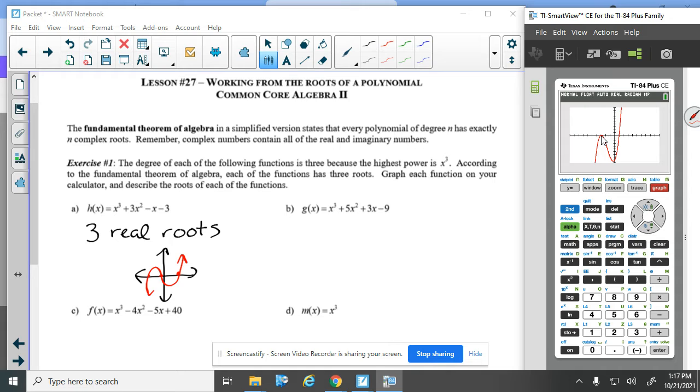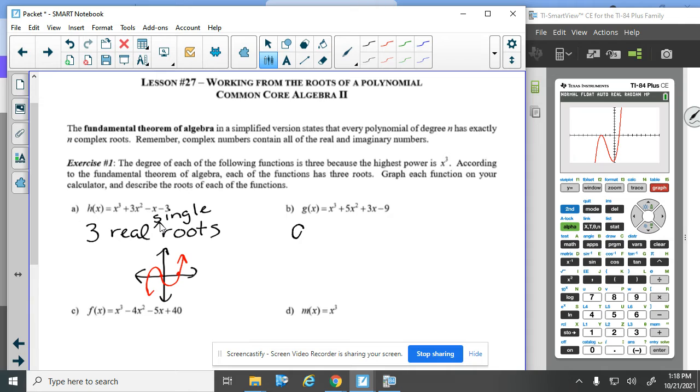So here we have a double root and we have a single root. When I'm counting these, we need to have 3 complex roots. This counts as 2, and 1, 2, 3. So we'll draw this picture. That's a double root, still 3 real roots. One's a double root and one's a single root.